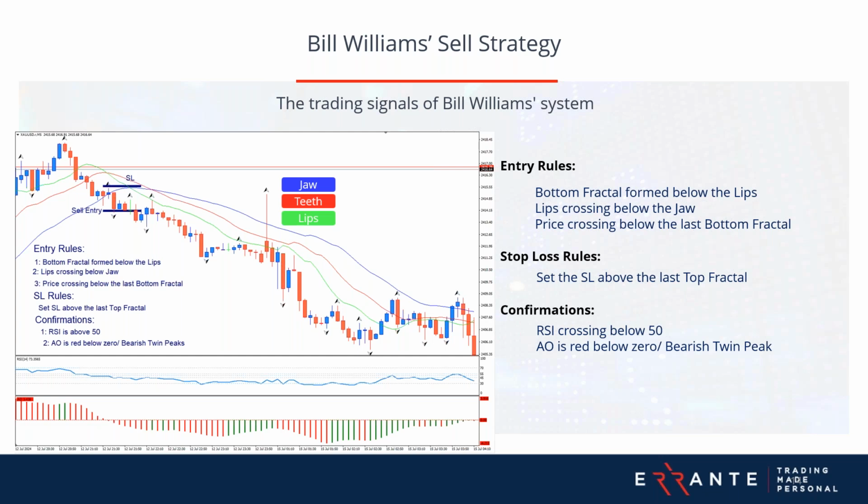Similarly, Bill Williams' seller strategy involves identifying a bottom fractal below the lips. Wait for the lips to cross below the jaw and for the price to cross below the last bottom fractal. Confirmations include the RSI crossing below zero, as you see here, and the AO histogram turning red below zero or forming a bearish twin peaks pattern. Set your stop loss above the last top fractal.